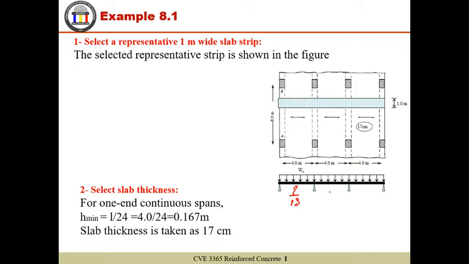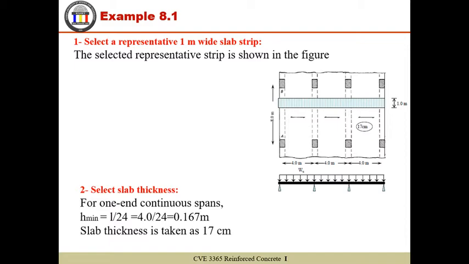And this is L, oh, guys, sorry. The last one is L over 28. So which panel will give us the greatest thickness? Of course, this panel, L over 24. That's why I chose L over 24. So we got 167 millimeters. It's not practical to say to the foreman, please use 16.7 centimeters. He can't do it. Just use 17 centimeters. It will be much more practical. So the slab thickness is 17 centimeters.